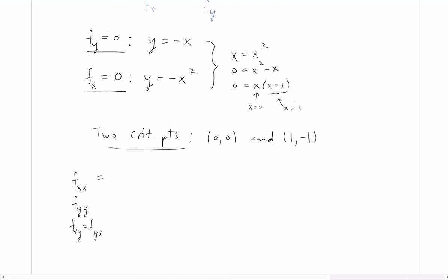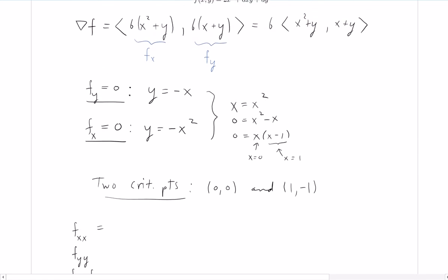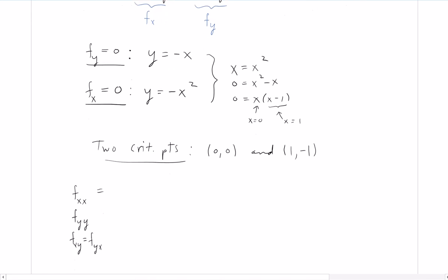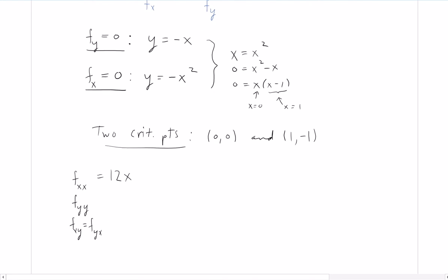So let's look back up above. fx was 6 times x squared plus y. If we take the x derivative again, we get 12x. fyy, the y derivative was 6 times x plus y. If we take the y derivative again, we just get the constant 6. And similarly, if we do fyx or fxy, we just get 6.